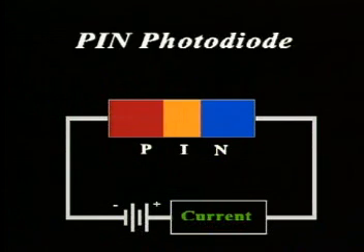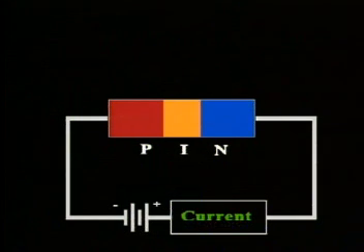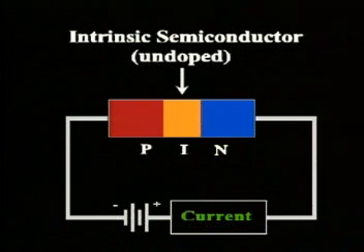The PIN diode was developed to overcome the limitations of the simple PN diodes. A PIN diode consists of a layer of intrinsic semiconductor sandwiched between the P and N layers of a PN junction. The intrinsic layer is semiconductor that has not been doped as either N or P material, so it does not contain free charge carriers.